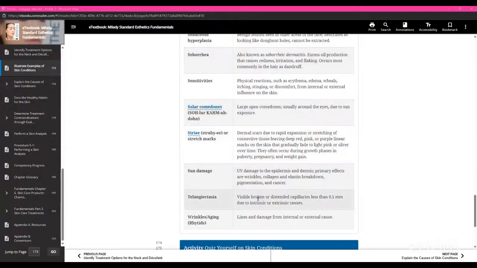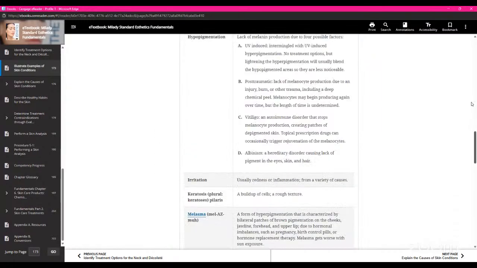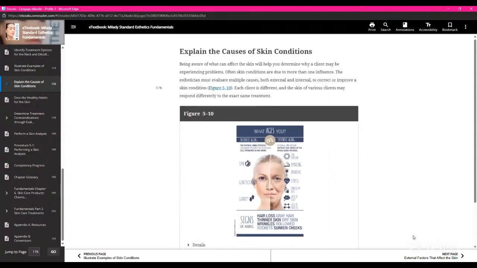Telangiectasia, here we go, talking about the capillaries. You have internal and external causes of why you see them. And then, of course, the technical term for wrinkles and aging, rhytides. So I wanted to go over those conditions. There are 15 common conditions, okay, that we deal with. So the check-in question was to list 15. If you can list 15, you have a pretty good chance of having a great conversation during the consultation.